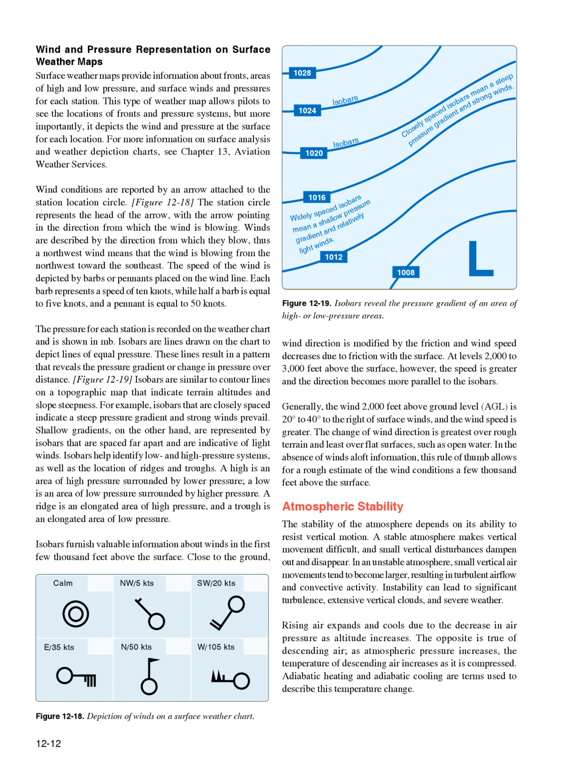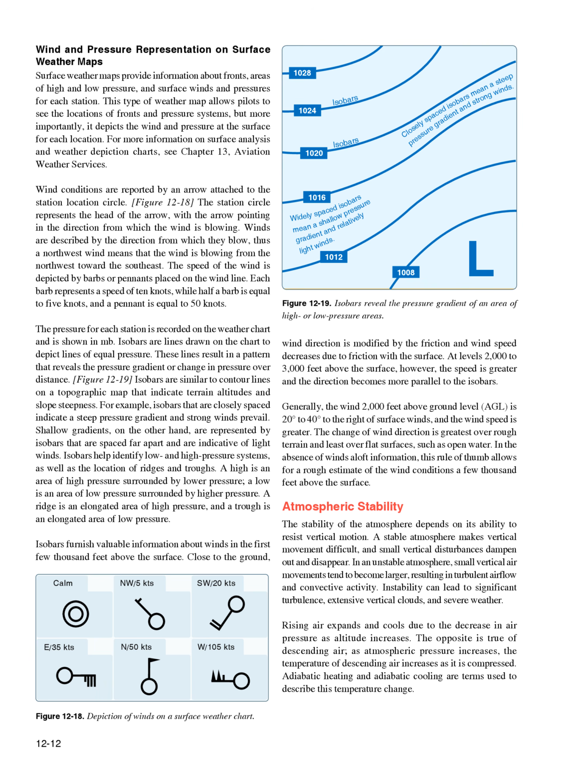The speed of the wind is depicted by barbs or pennants placed on the wind line. Each barb represents a speed of 10 knots, while half a barb is equal to 5 knots, and a pennant is equal to 50 knots. The pressure for each station is recorded on the weather chart and is shown in MB. Isobars are lines drawn on the chart to depict lines of equal pressure. These lines result in a pattern that reveals the pressure gradient, or change in pressure over distance.